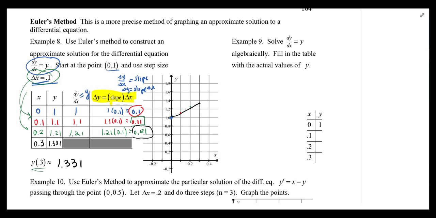Now, if you're thinking, is that really that accurate? Well, let's look at example number 9 now. Let's just solve for dy/dx. Then I'm going to ask you to algebraically fill in the values, and let's see how close they actually are. Okay, so once again, separate variables.